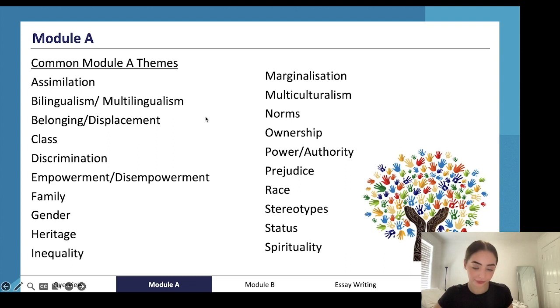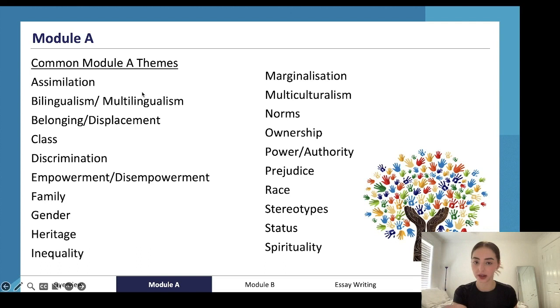And if you're someone that's struggling and you've studied your text and you don't know what the heck to talk about in your essays, start here, okay? Look at how your text talks about assimilation or class or heritage, inequality, whatever. And maybe you might not end up talking about these exact themes, but it's a starting point.